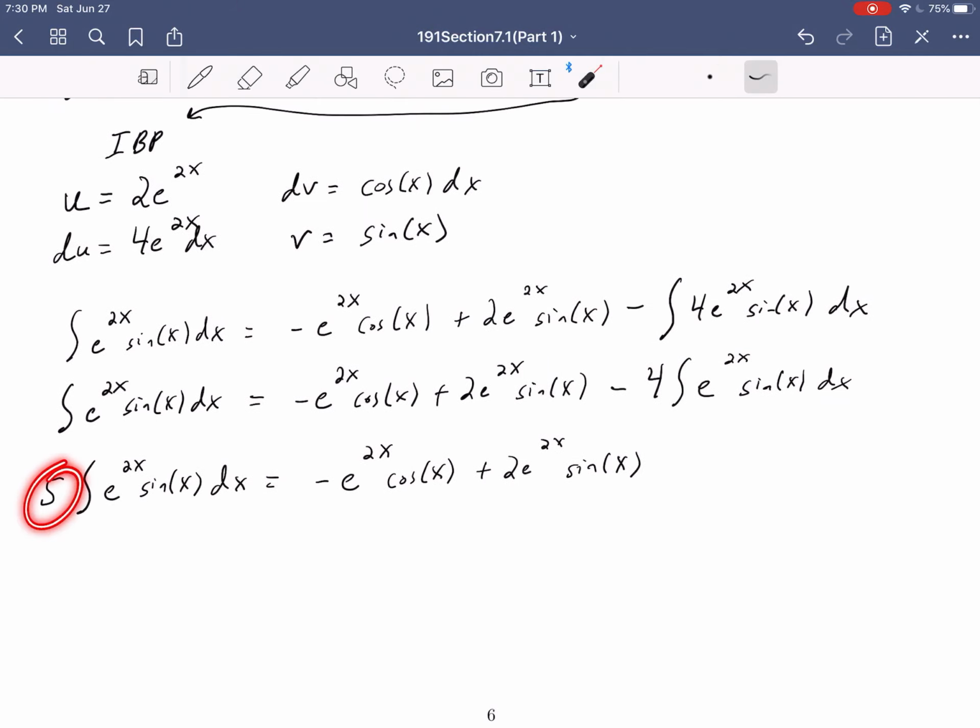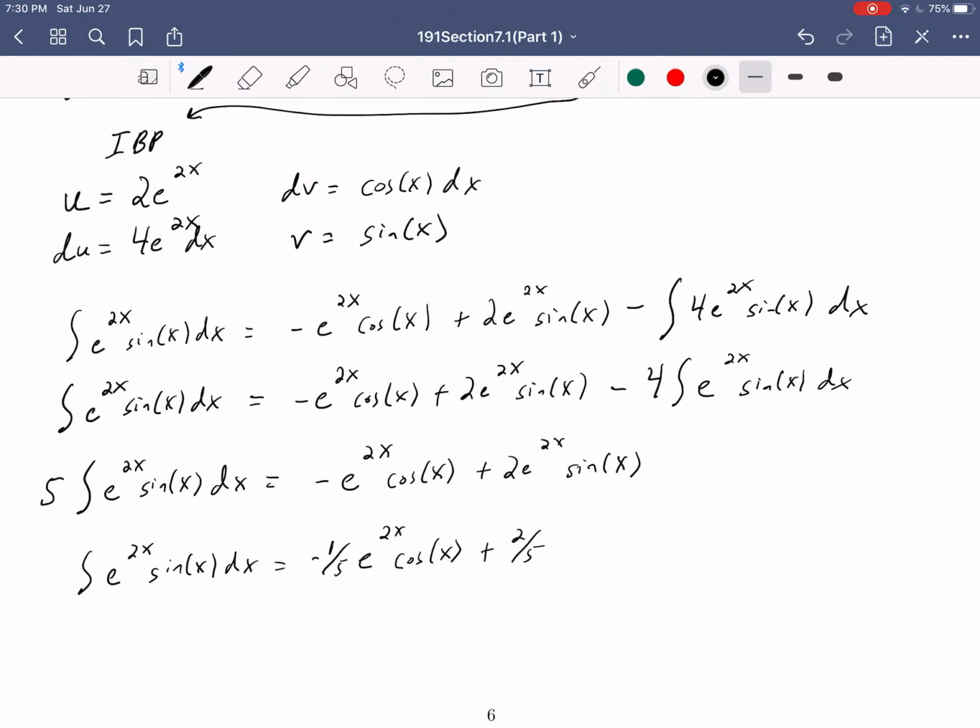So we can actually just divide both sides by 5 and get our antiderivative. We can see that the integral of e to the 2x sine x dx is actually negative 1/5 e to the 2x cosine x plus 2/5 e to the 2x sine x. And there we go. We came up with our antiderivative. Now we know we've finished our integral, so at the very end here, we can pop on our plus c. And this actually allowed us to find this antiderivative without ever actually needing to integrate.